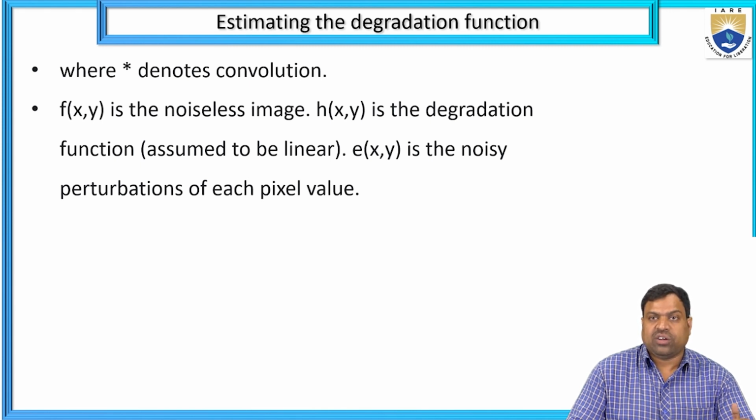That is, wantedly created, not unwantedly. That is the non-linear case. Linear means it is naturally there: from the original image itself we got the noise. So e of x comma y is the noise, the noisy perturbation of each pixel value.